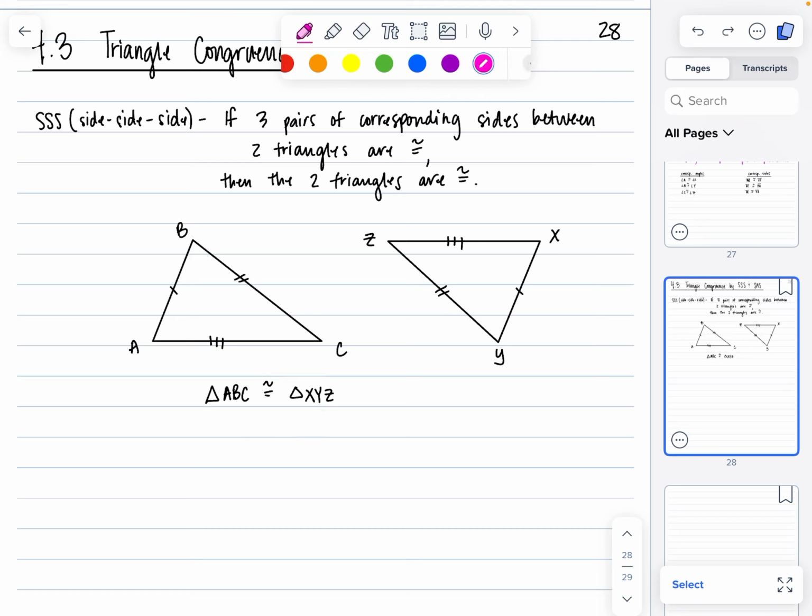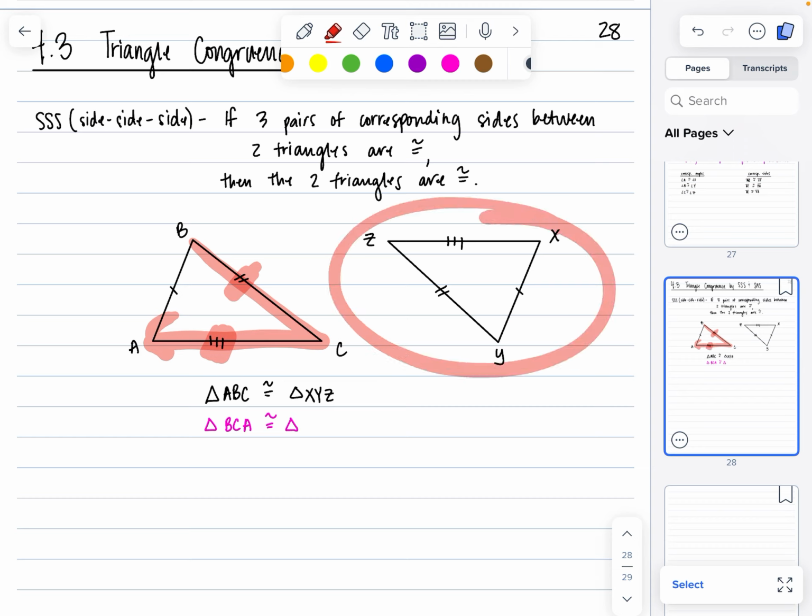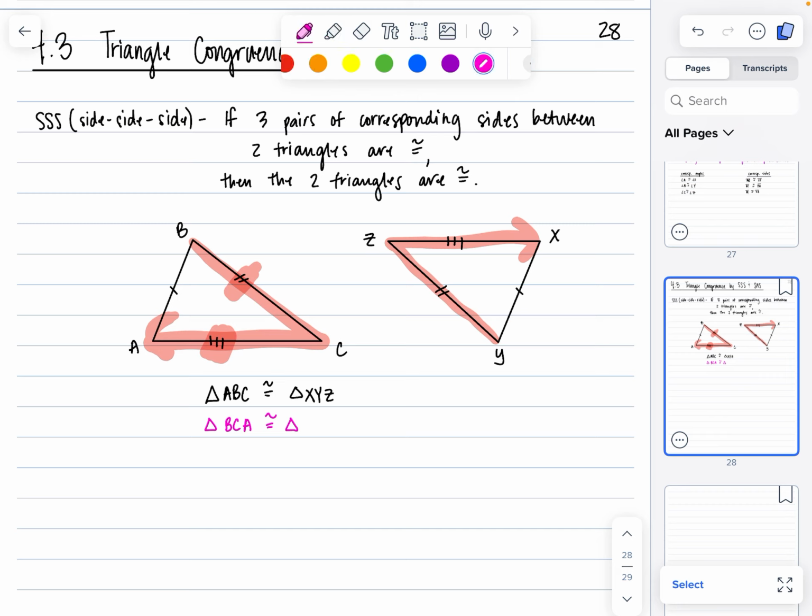Now, by technicality, you could also call this triangle, for instance, BCA. This can be congruent to triangle, and then we have to correspond this properly. B to C to A. So if we went in that order, B to C is through 2 ticks. C to A is 3 ticks, and we need to follow that same order when we name this particular triangle. So we need to go through 2 ticks, and then we need to go through 3 ticks. So to go through 2 and then 3, it needs to follow this pattern. So we could say technically triangle BCA would be congruent to triangle YZX.